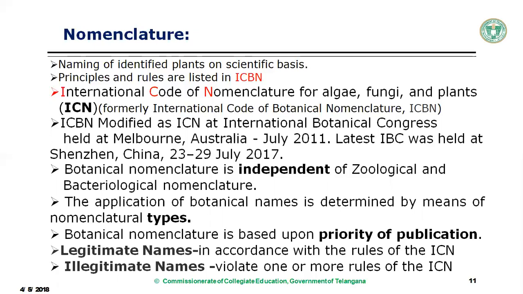Botanical nomenclature is based upon priority of publication, and names that are scientifically correct in accordance with the rules of the ICN are called legitimate names. Illegitimate names violate the rules which are framed by the ICN. That is known as an illegitimate name.